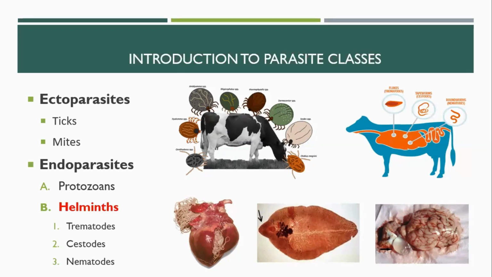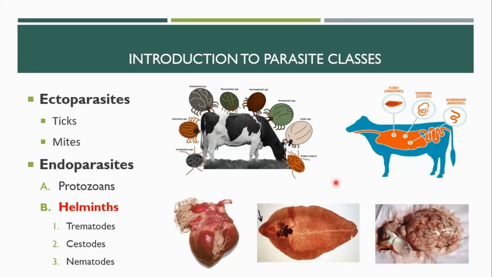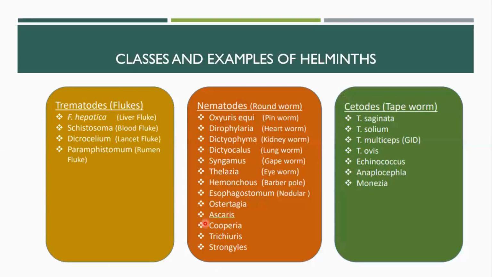Helminths could be further classified into three major classes: trematodes, cestodes, and nematodes. And if we talk about common examples of these three classes, the common example of trematode is Fasciola hepatica. The common example of cestode is Taenia saginata or Taenia multiceps, and the common example of nematodes is Dirofilaria immitis, which is also known as heartworm in dogs. These are some of the common examples I have enlisted for trematodes, nematodes, and cestodes, and their common names as well.